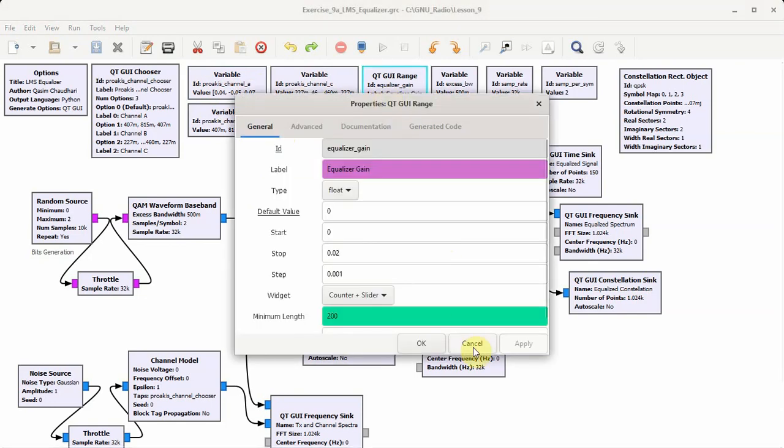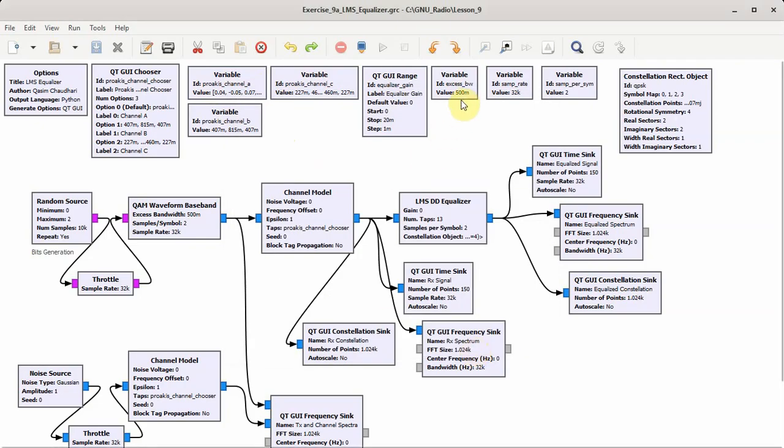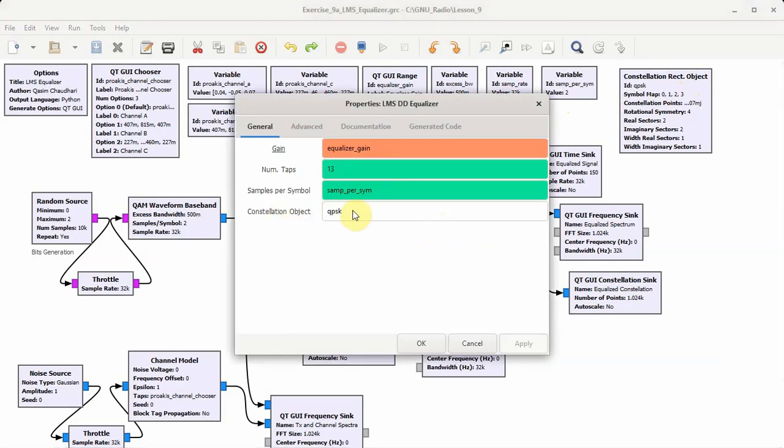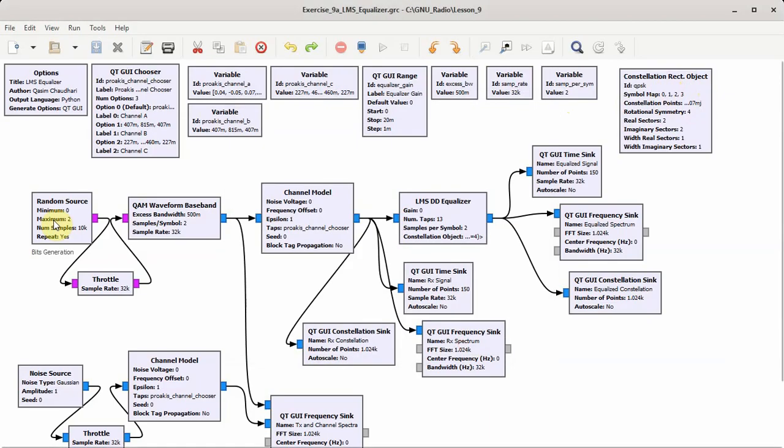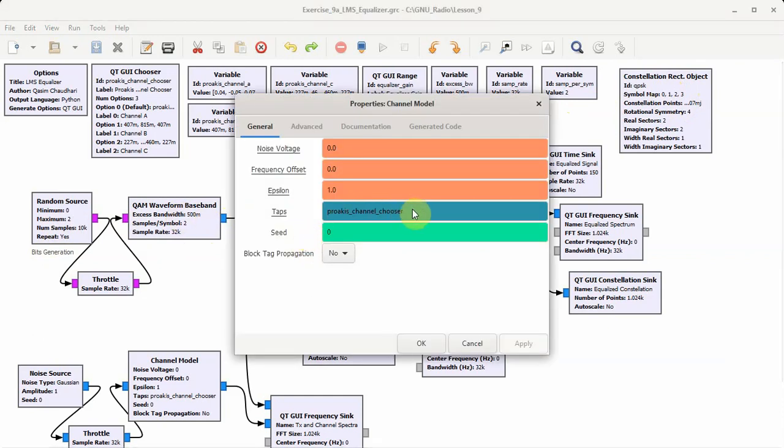Equalizer gain is adjusted by the slider here. The excess bandwidth is 0.5, sample rate is 32,000, and there are two samples per symbol. I have defined a constellation object because this is given as an input to the block which defines a QPSK constellation. After the bits generation, we have the custom QAM waveform which generates the waveform at baseband. The channel model has the only distortion as the multipath channel, where this is coming from here.